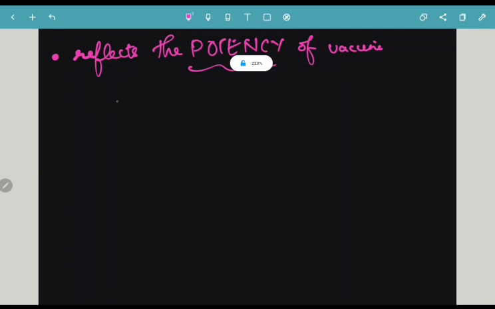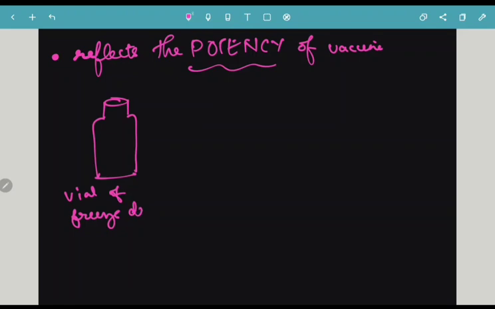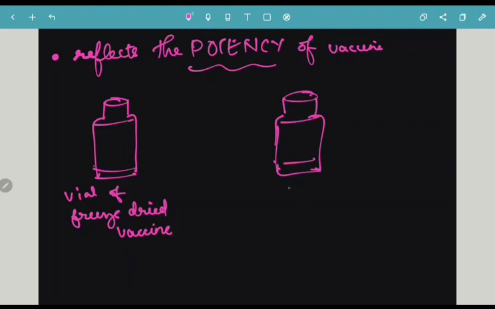See, if I am drawing this for you, this is a vial of a freeze dried vaccine, or a powder form vaccine. And next I am going to draw a liquid. Suppose this one, this is a vial of a liquid vaccine.